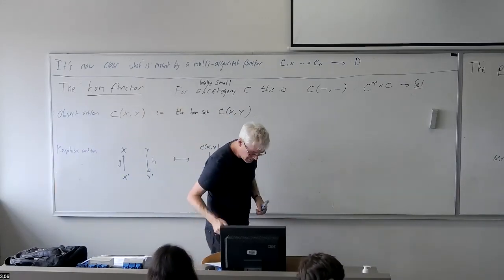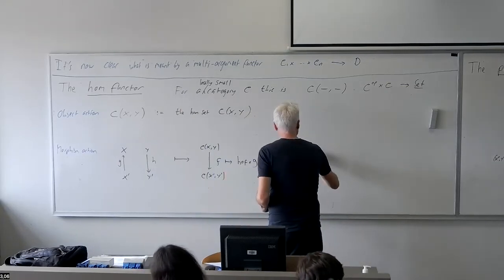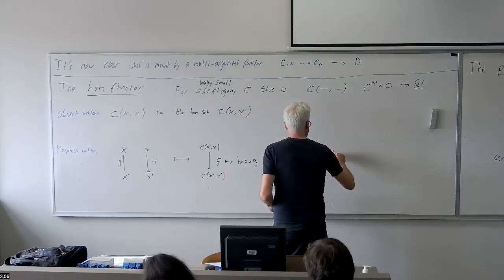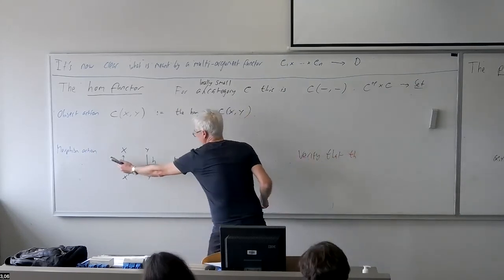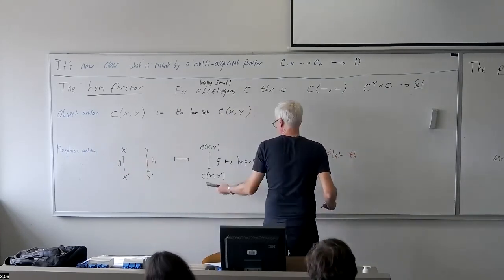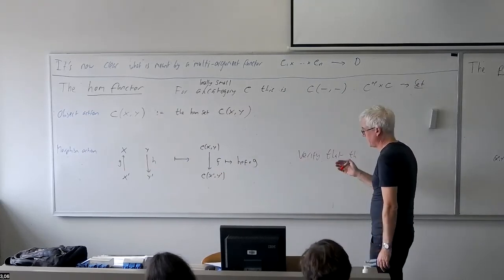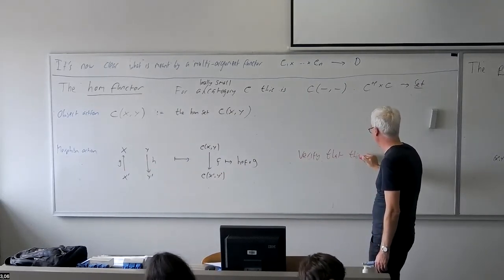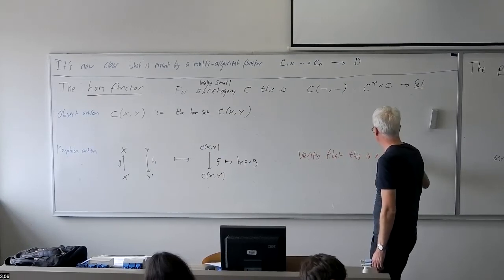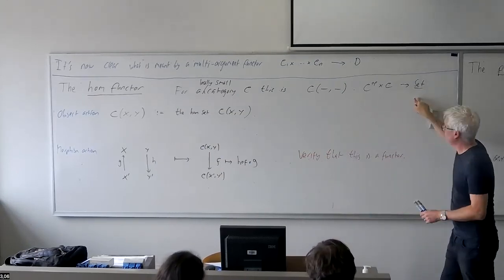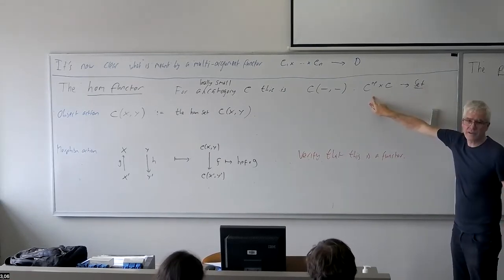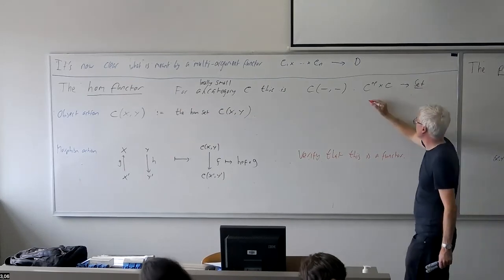So verify that this is a functor. It preserves the identity. If you give it a pair of identities, you get the identity back, and it preserves composition. And this functor, we say it's contravariant in its first argument and covariant in its second argument.